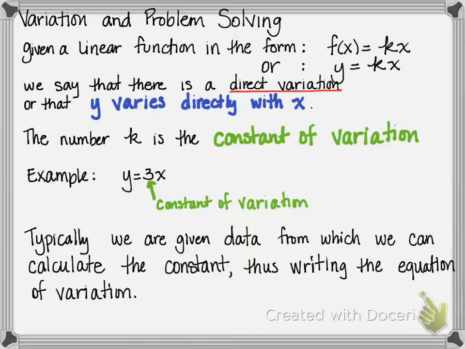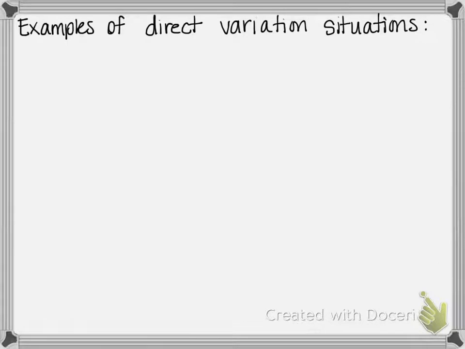Typically in variation problems, we're given some data, some information saying, I have this relationship between x and y, and we are told that it's a direct variation problem. We plug it in and calculate for the constant. We keep it as a k, calculate for the constant, and then we're able to write the equation of variation, which you'll see in just a few moments. First of all, let's look at some real-life examples of what direct variation means.